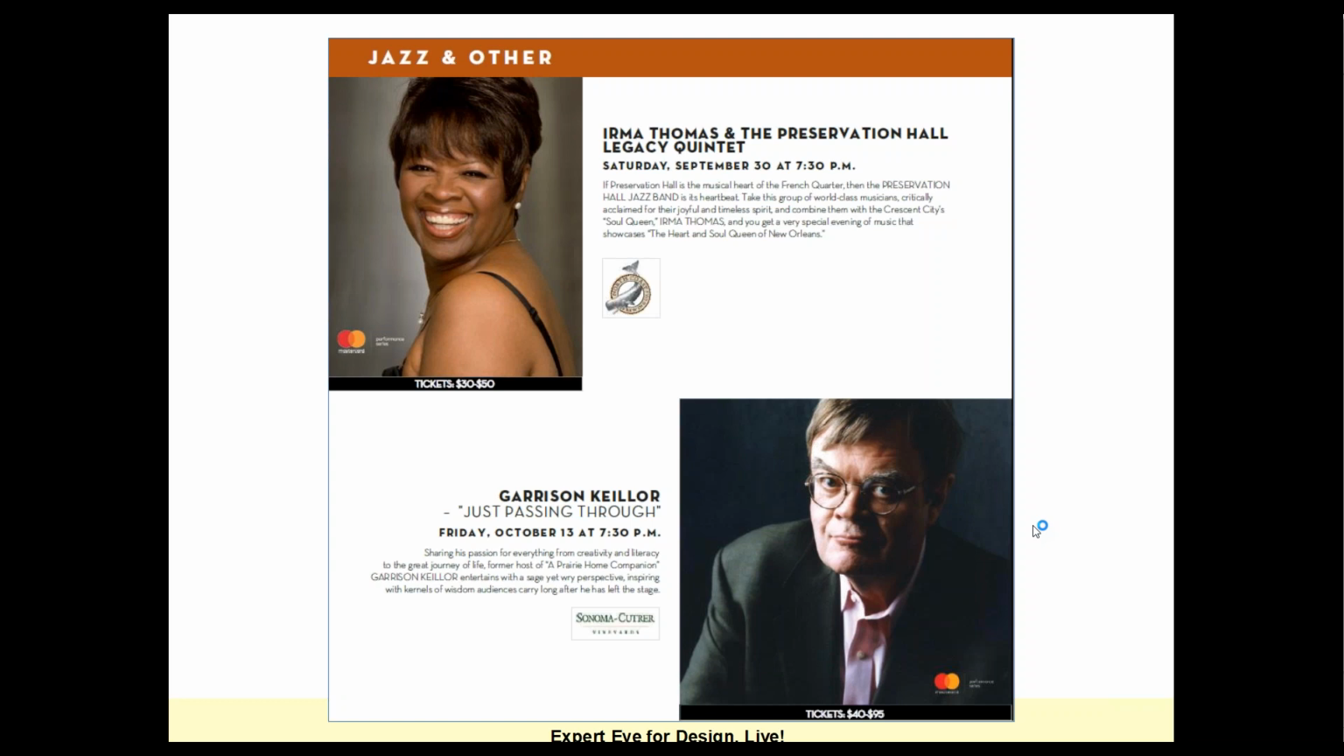One of the genres that I had a little bit of a problem with was this genre they called jazz and other. They threw in a blues, or a folk concert, and then they had Garrison Keillor. They just had a bunch of things lumped in with their jazz programs. So I thought that was giving them short shrift.